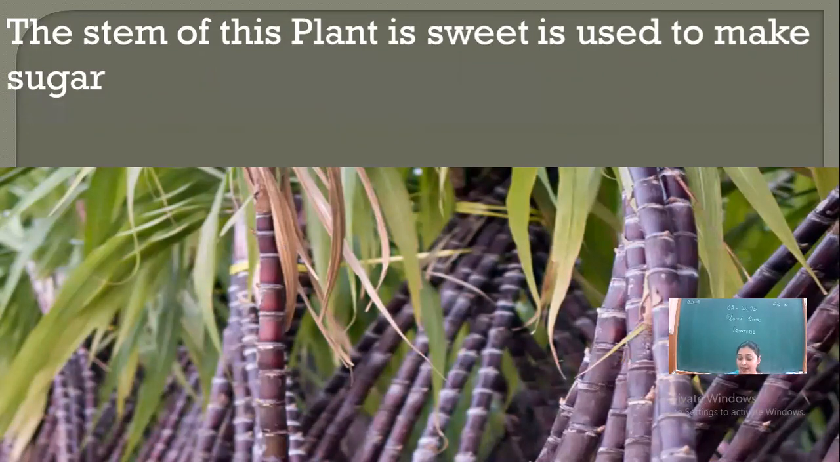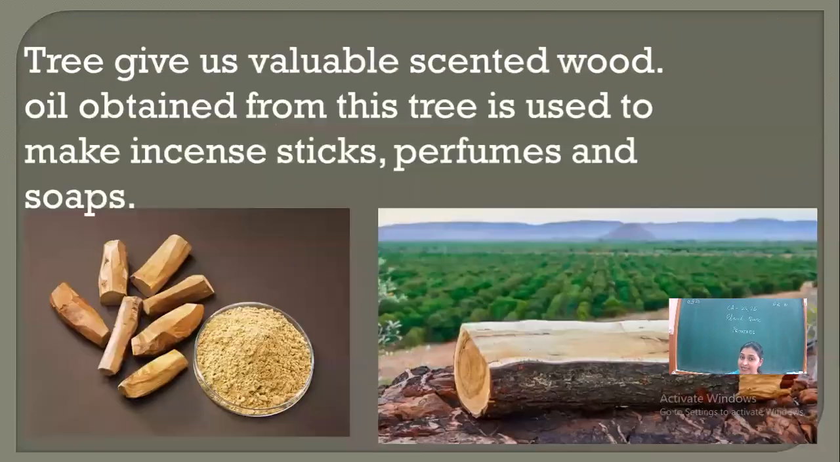Okay? Next, moving on to the next. After sugarcane, another plant. This plant has a very good smell. This wood is scented, whenever you smell this wood, you will get a fine, very nice fragrance. And oil that can be obtained from this tree is used to make incense sticks, perfume, soap. Can you name this plant? It is very costly, it is very popular. This plant is called sandalwood.